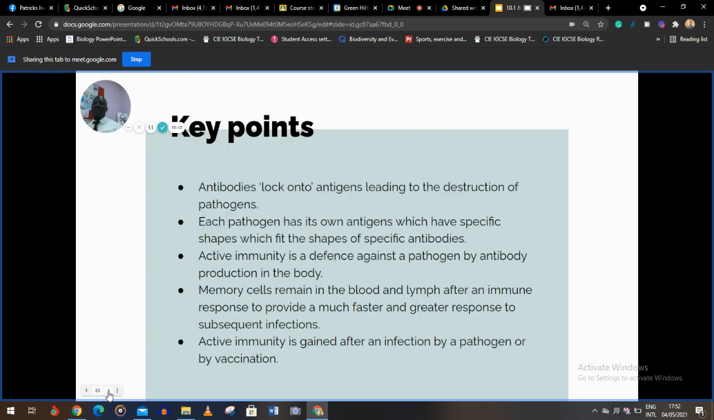So the key points in our discussion today have been: antibodies lock onto antigens, leading to the destruction of pathogens. Each pathogen has its own antigens, which have specific shapes, which fit the shapes of specific antibodies. Active immunity is a defense against a pathogen by antibody production in the body. Memory cells remain in the blood and lymph after an immune response to produce a much faster and greater response to subsequent infections. Active immunity is gained after infection by pathogens or vaccination.